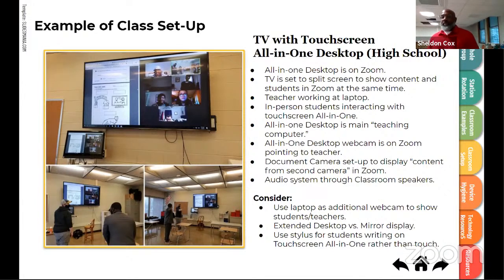The teacher is working on a laptop. Of course, you cannot forget to do your attendance in your classroom, so make sure you use a laptop to do your attendance as soon as students come in. And the all-in-one computer, of course, is used as pointing towards the teacher in the Zoom or the students.